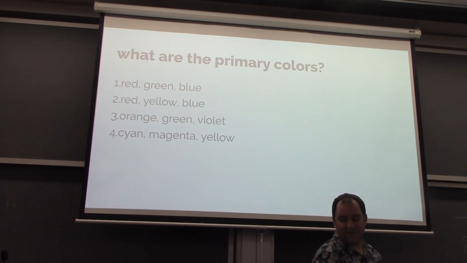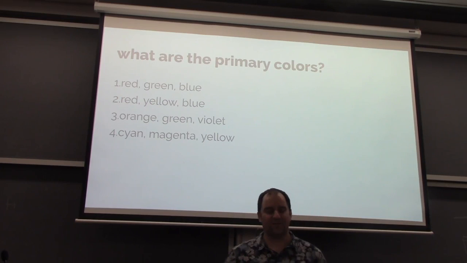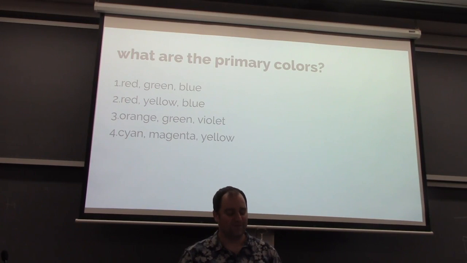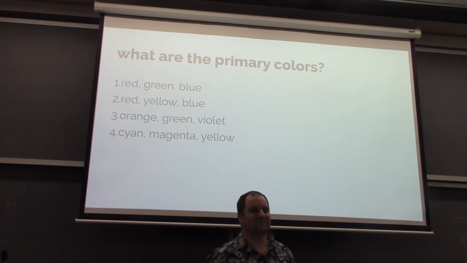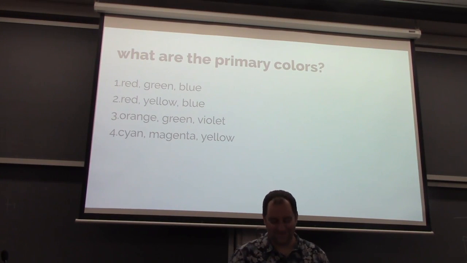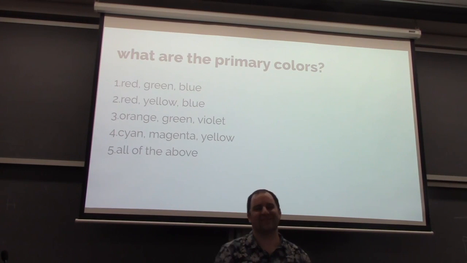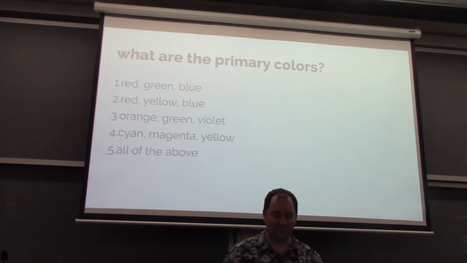So, quiz. What are the primary colors? Red, green, blue; red, yellow, blue; orange, green, violet; cyan, magenta, yellow. Who thinks one? Who thinks two? Who thinks three? Who four? We don't have any printers here. The answer is all of the above. So it depends. What does it depend on?